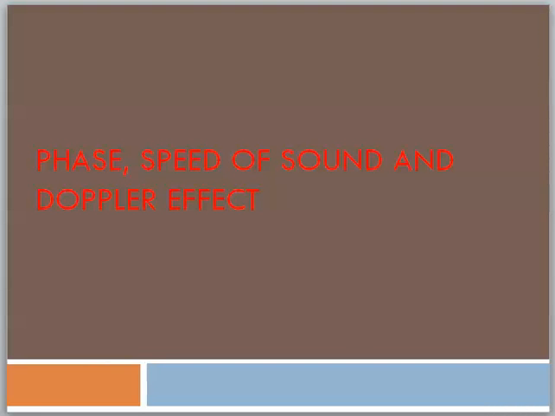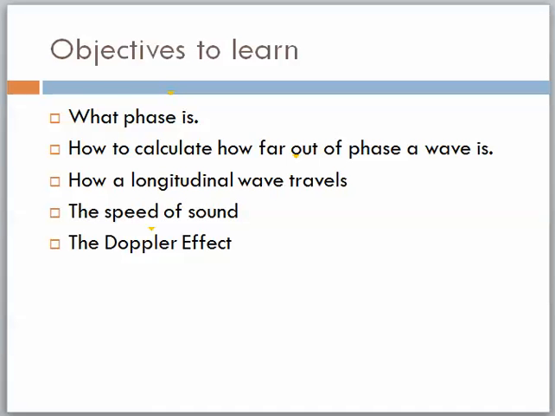So today we're going to talk about phase, speed of sound, and the Doppler effect. Our objectives for today are to learn what phase is, calculate how far out of phase a wave is, and learn how a longitudinal wave travels. We want to learn about the speed of sound and how to calculate it. And if we get to it, we'll talk a little bit about the Doppler effect.